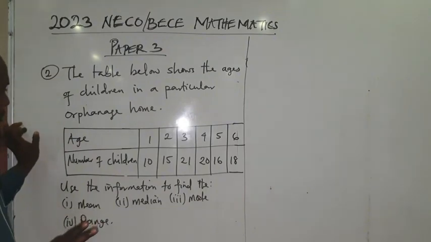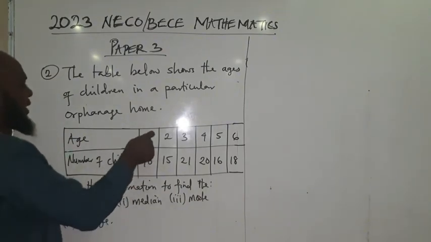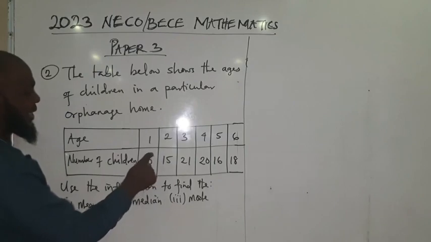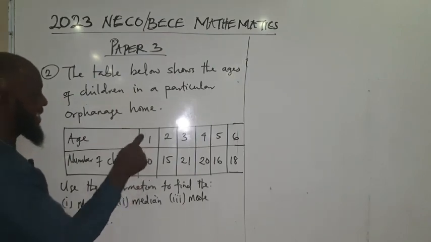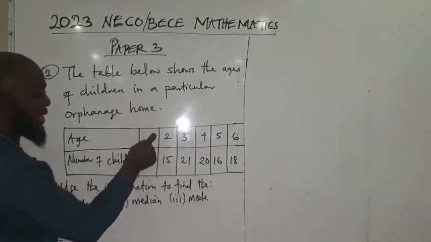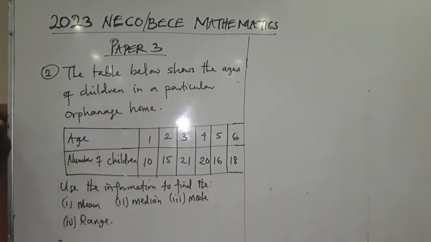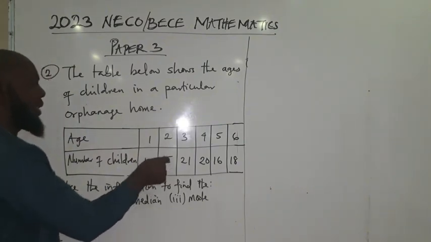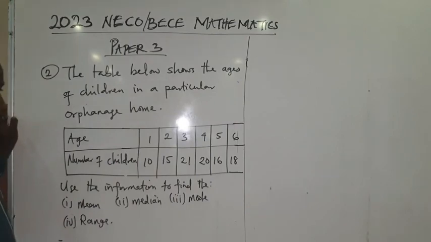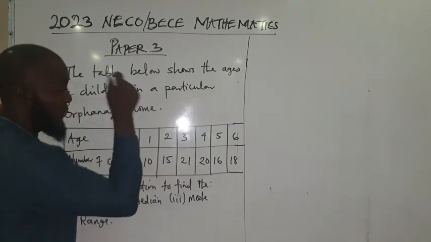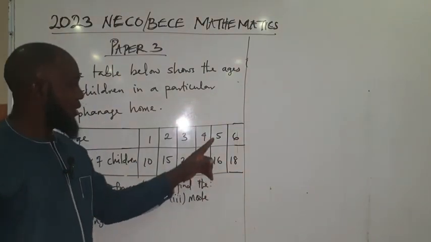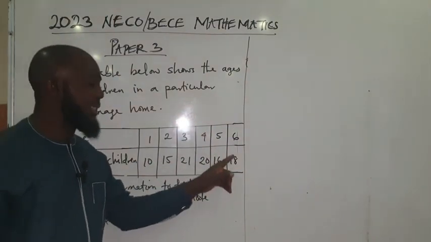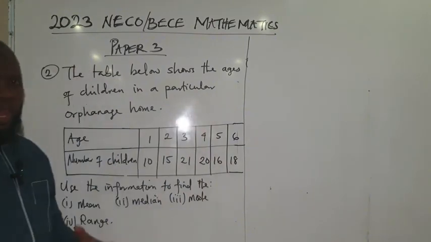So this means that we have 10 children that are of age 1, that are 1 year old. How many children? 10 children are age 1, that is 1 year old. While 15 children are 2 years old. While 21 children are 3 years old. Then 20 children are 4 years old. 16 are 5 years old. While 18 are 6 years old. All this is very clear.